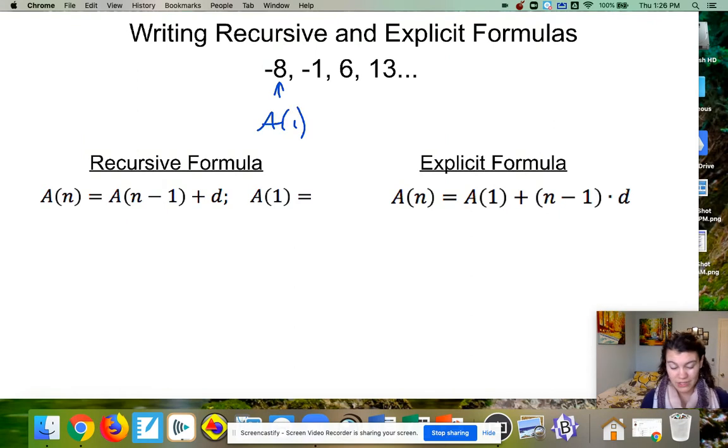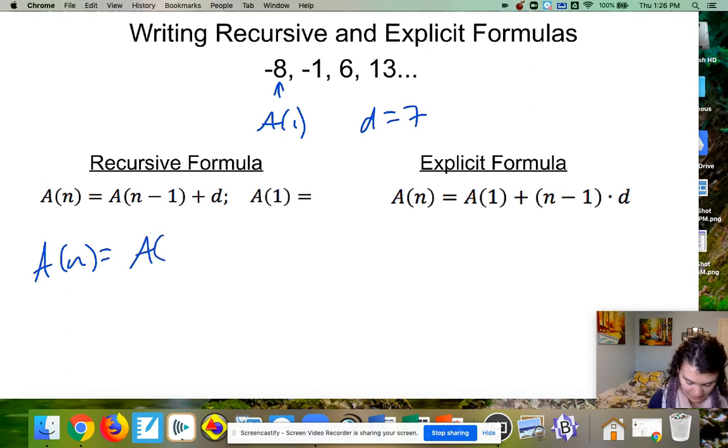And then you want to figure out, well, what's the pattern? So going from -8 to -1 to 6 to 13, well, we're adding 7 each time. So your common difference is 7. Now we're just going to plug these in. So recursive, A sub n is going to equal A of n minus 1 plus 7. And then you want to list A1 equals -8.